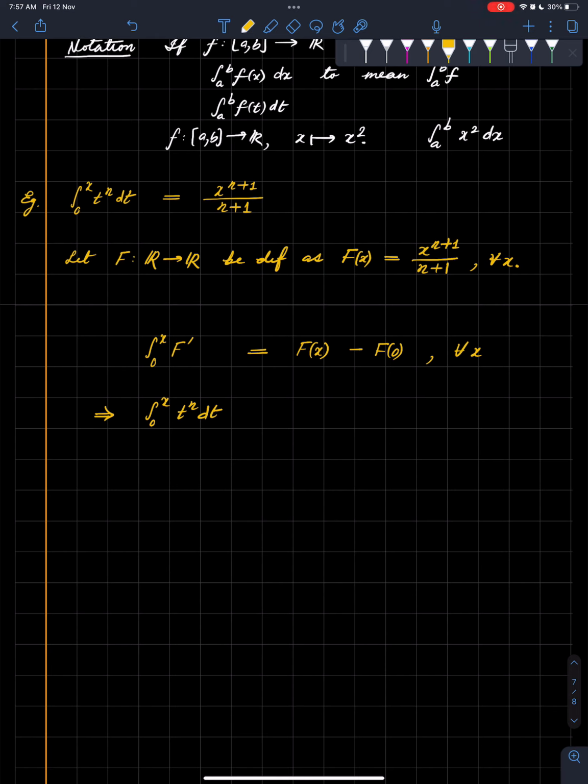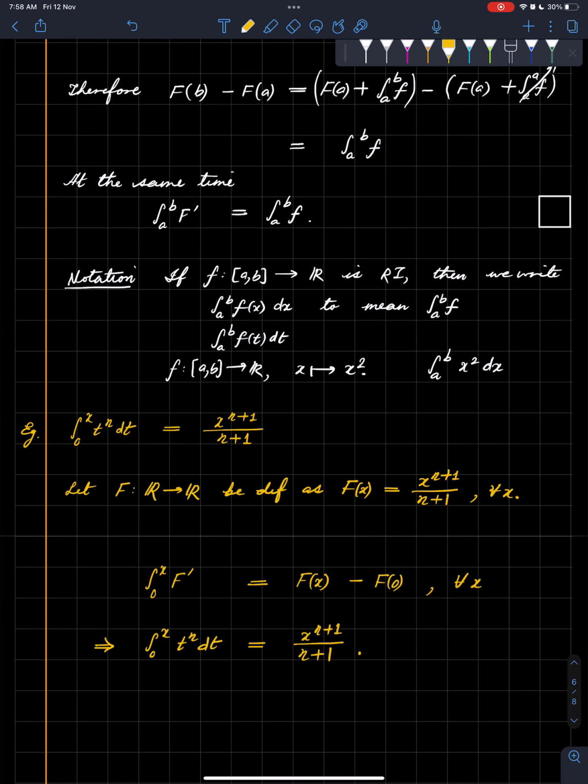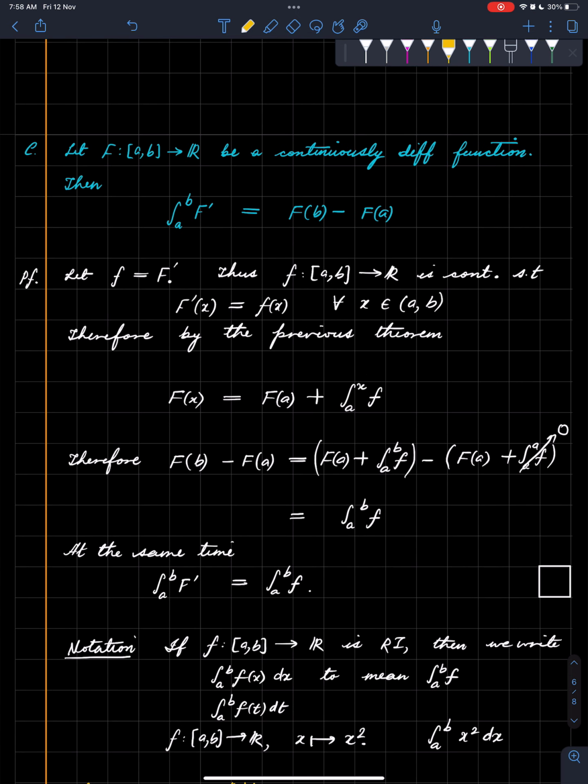Okay, so what is capital F of x? Capital F of x is x to the n plus 1 upon n plus 1, and F of 0 is 0. So we have that. So this is how we integrate things in high school. Try to find a function whose derivative is the function you're trying to integrate. Basically, that is what this theorem tells us.